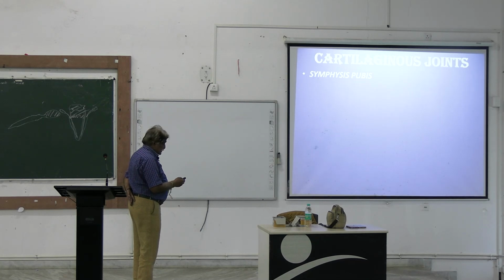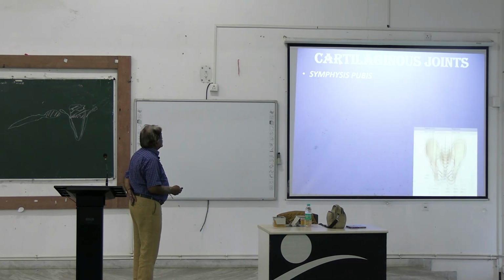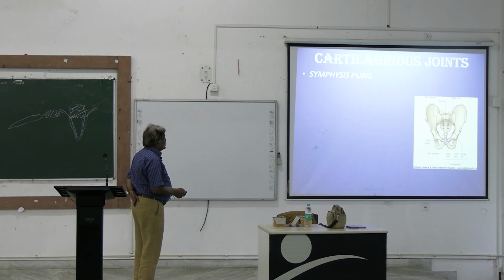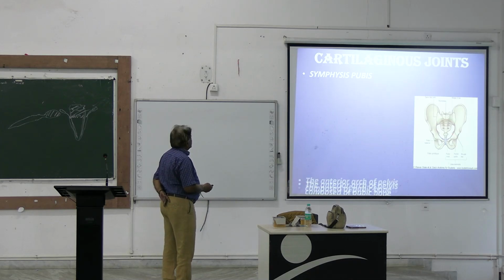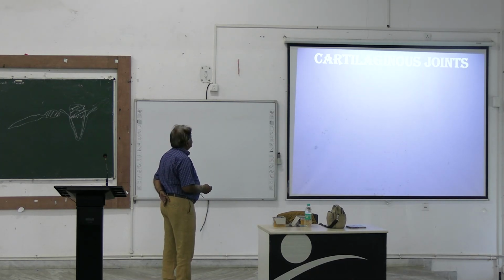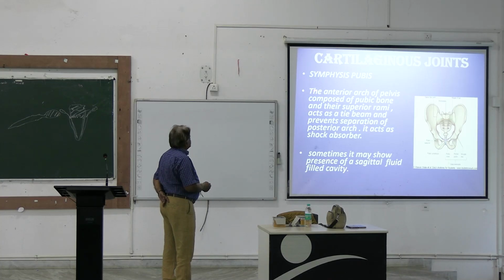Now cartilaginous joint, Symphysis pubis. See the pelvis, two pelvic bones. This is the sacrum, anteriorly, the Symphysis pubis. Now, the anterior arch of the pelvis, composed of pubic bones and their superior rami, acts as a tie beam and prevents separation of the posterior arch. It acts as a shock absorber. Sometimes it may show presence of a sagittal fluid filled cavity.